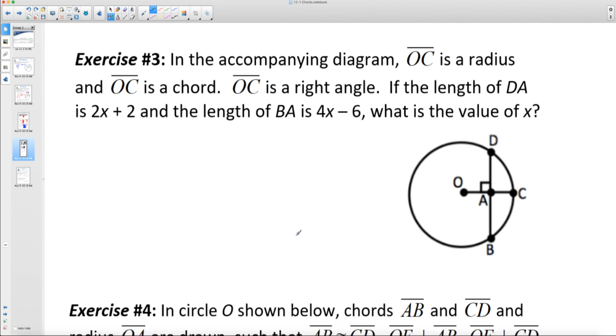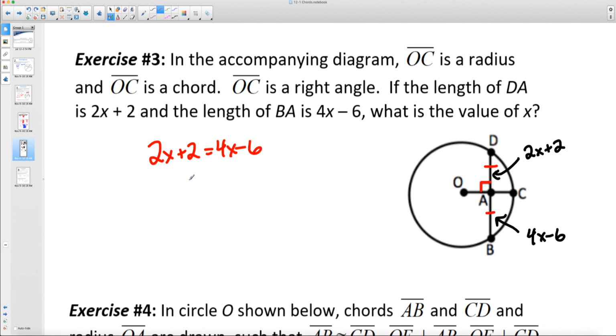Okay. In this one, they're telling us DA is 2x plus 2. BA is 4x minus 6. OC is a radius. DB is a chord, and it's perpendicular. Well, if it's perpendicular, then these are congruent. So we could say 2x plus 2 equals 4x minus 6, and solve it out. So we're going to get 8 equals 2x, and x equals 4.